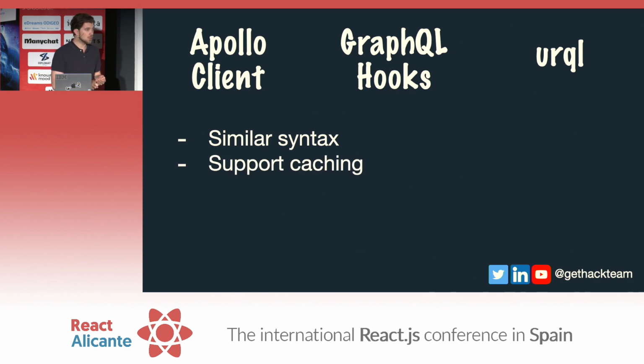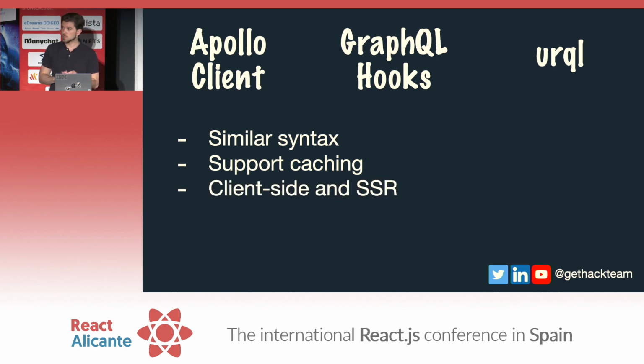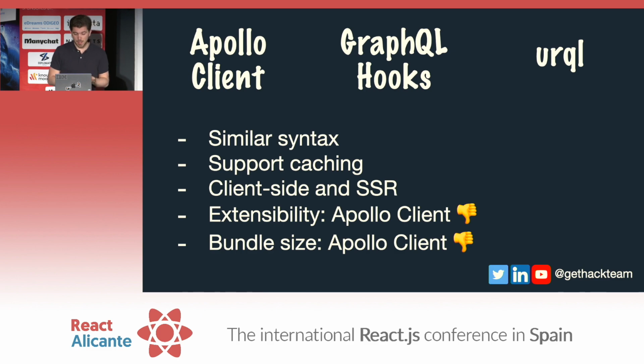I think I already said they all support caching, so that's a good thing to know. They all have support for client-side, but also for server-side rendering. So that's something that might interest you as well. If we look at extensibility and bundle size, that's where Apollo Client, even though being the most popular or most famous one from this list, lacks, because it isn't too extensible. And it also has quite a huge bundle size. So it's something to take into consideration if you're really worried about your bundle size.